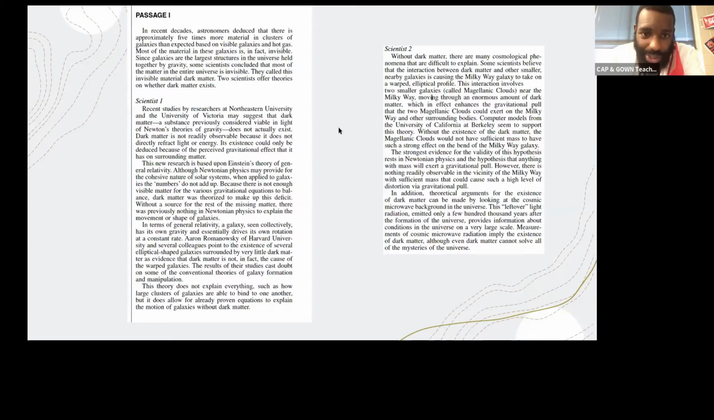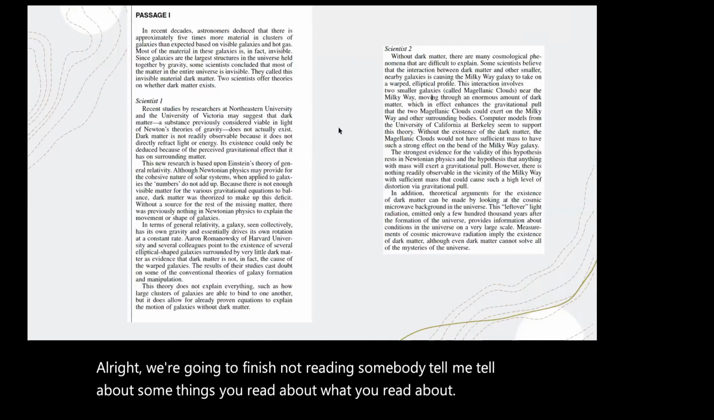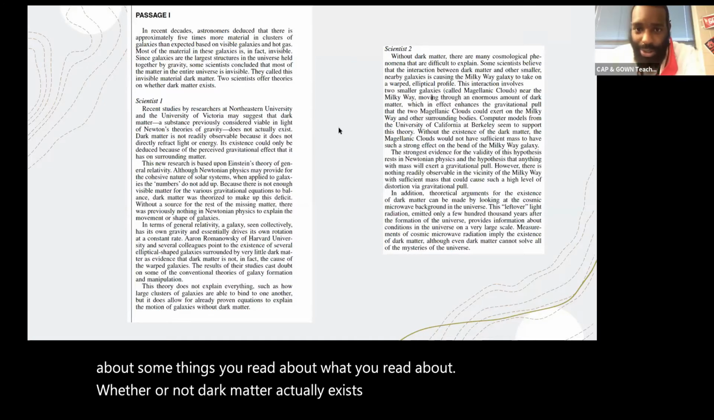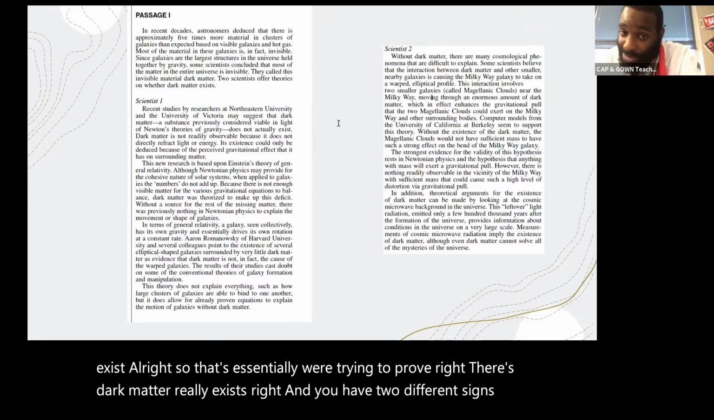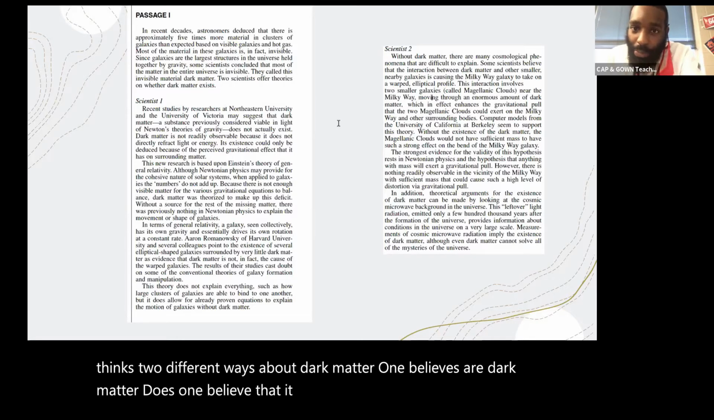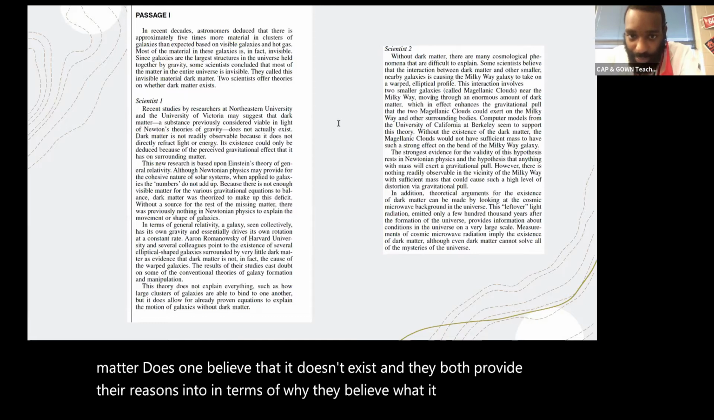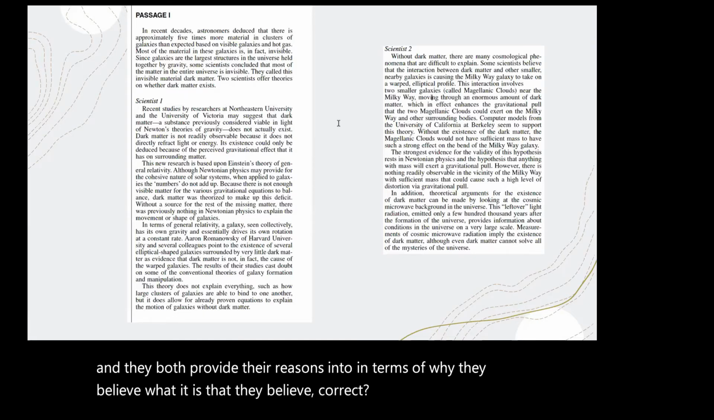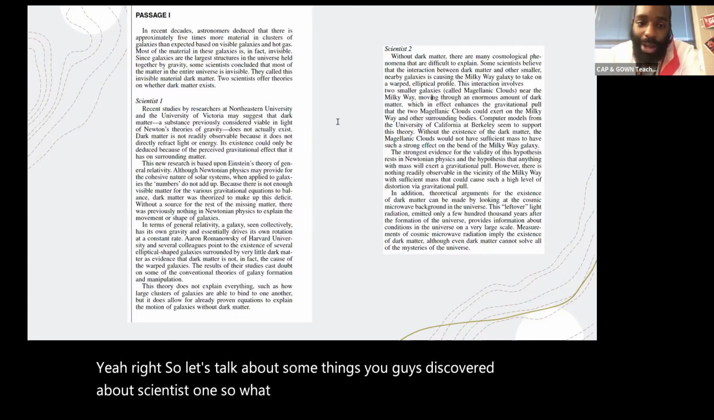All right, we're going to start finishing up reading. So somebody tell me about some things you read about. What did you read about? Whether or not dark matter actually exists. All right, so that's the essence of what we're trying to prove: does dark matter really exist? You have two different scientists who think two different ways about dark matter. One believes that dark matter exists, one believes that it doesn't, and they both provide their reasons for why they believe what they believe, correct? Yeah, correct. So let's talk about some things you guys discovered about Scientist 1. What information were you able to pull out about Scientist 1?